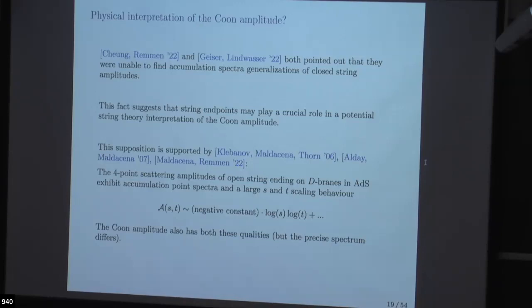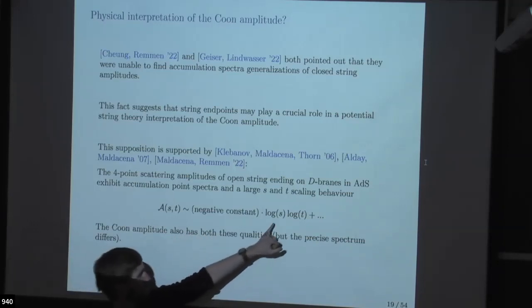Right, and so this fact could suggest that maybe the string endpoints are actually crucial. And then there was this observation too that was made, essentially by Maldacena and Grant Bremen, who observed that some of these qualities of the Coon amplitude are actually shared if you look at string amplitudes where the endpoints sit on D-branes in AdS. Right? So particularly, you can also get an accumulation point spectrum, and you can have this same high energy behavior at large values of S and T.